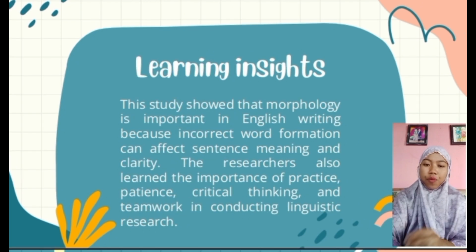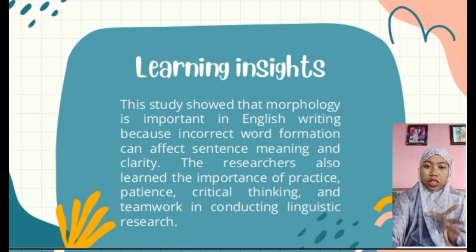Learning insight. From this study, the researchers learned that morphology is very important in English writing because word formation can affect sentence meaning and clarity. The researchers also learned the importance of practice, patience, critical thinking, and teamwork in conducting linguistic research.